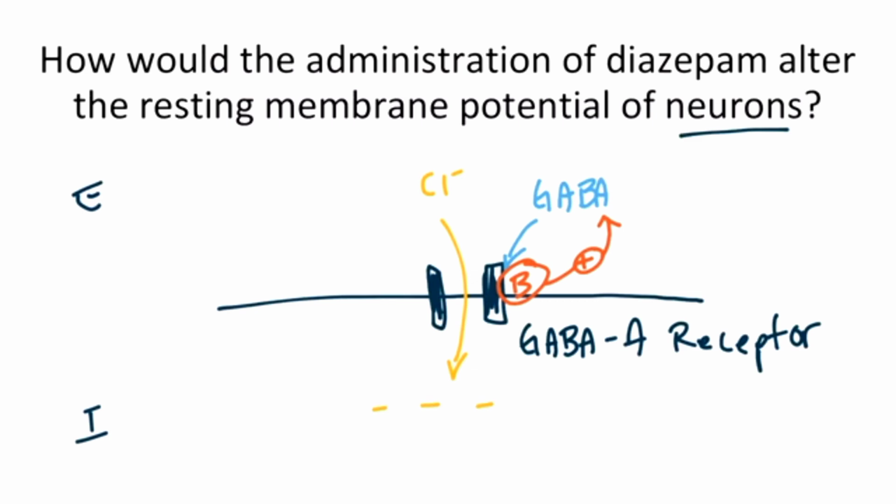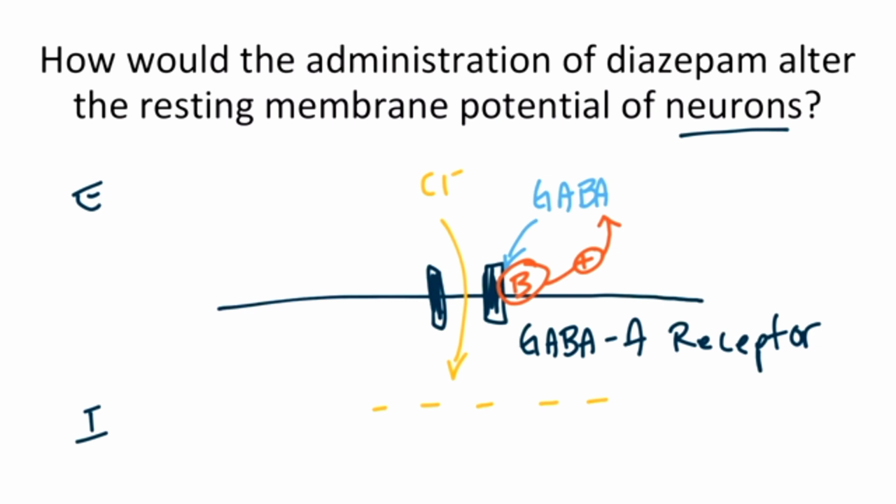So we'll represent that here with negative signs. As a result, the neuron must receive a greater stimulus in order to reach threshold. In other words, diazepams cause the resting membrane potential of neurons to be more negative. In patients whose neurons are easily excitable, such as seizure patients, this can be especially helpful.